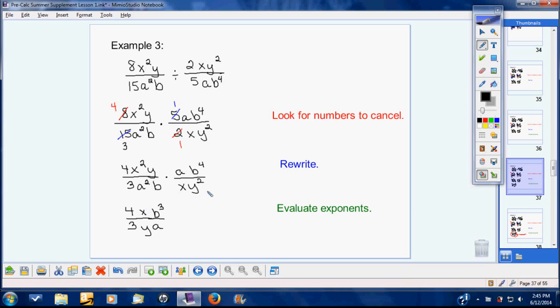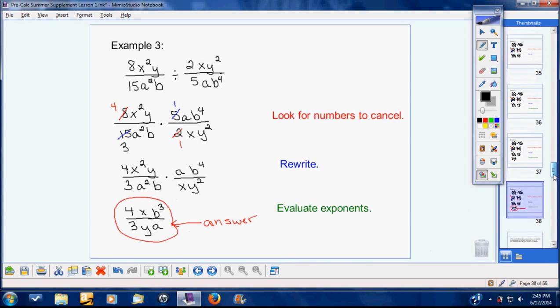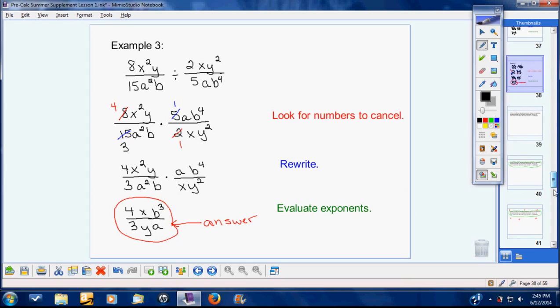Y and y squared leaves you with 1y down in the bottom. b to the fourth and b leaves you with a b cubed up top, and a squared leaves you with an a down in the bottom. So you should always make sure that you're carefully evaluating the exponents, and this cannot be simplified any further. So there is your answer. Okay? So you're always looking for what can and cannot be canceled.